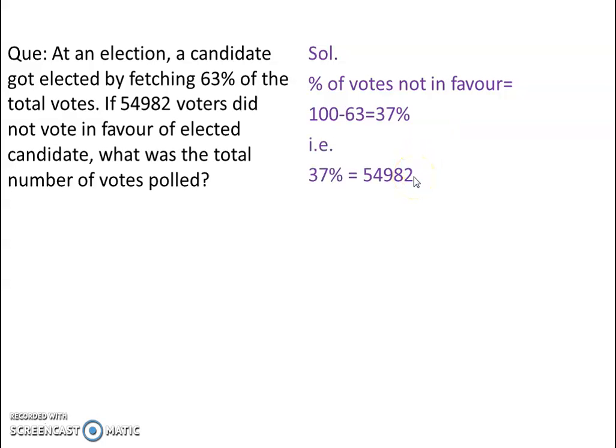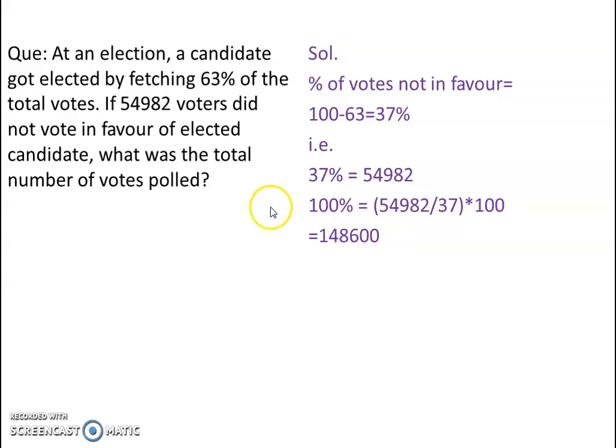54,982. Now we know the unitary method, as we discussed in the previous video of percentage. When we know 37% is equal to some value, we can easily calculate 100%. So 100% will be equal to this 54,982 divided by 37 and then multiplied by 100. So this is equal to 148,600.